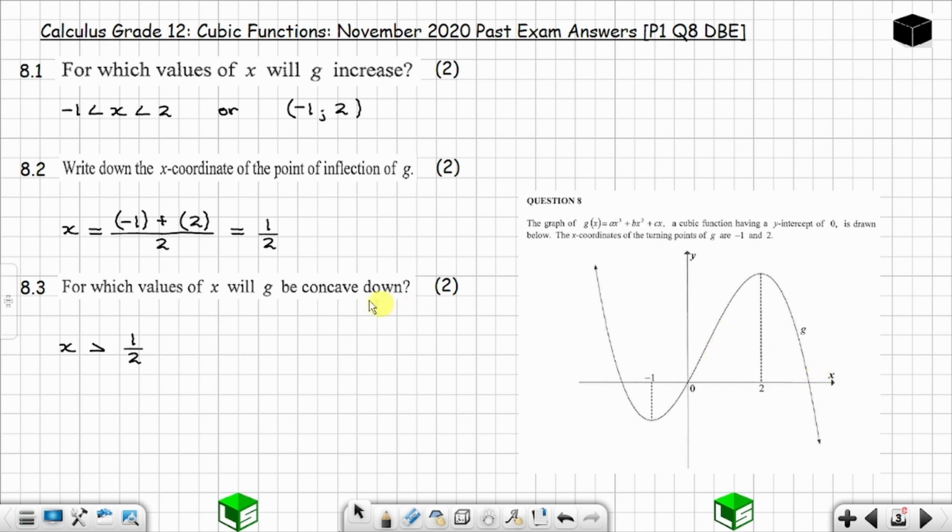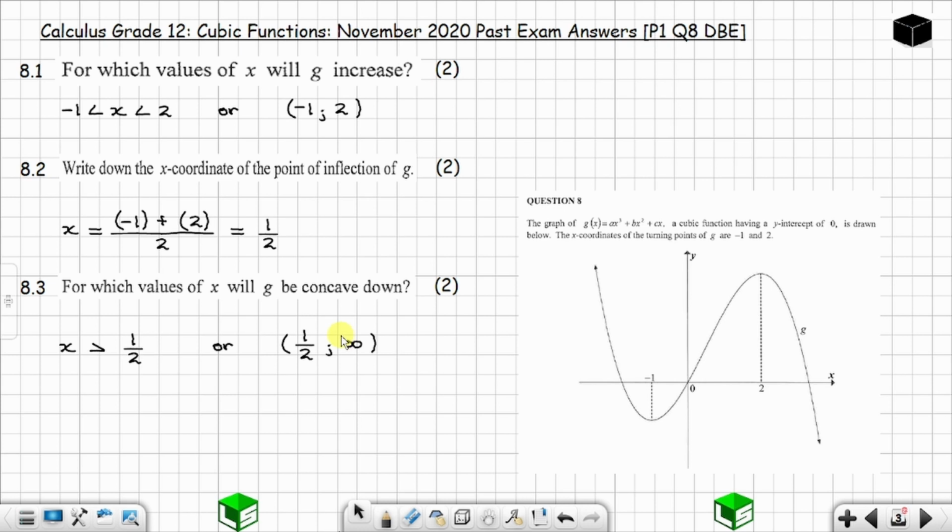So that's where the graph is concave down. You can see it's concave down. This graph still continues. So it's from 1 over 2 to positive infinity. But before 1 over 2, you can see the graph is concave up. So for which values of x will g be concave down? x greater than 1 over 2. And you can also write this in interval notation like this if you want. 1 over 2 to positive infinity. So you can give your answer like this or like this.